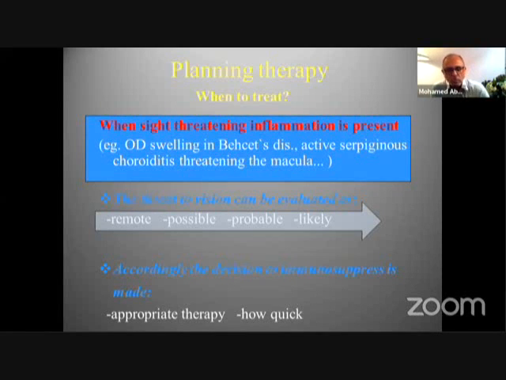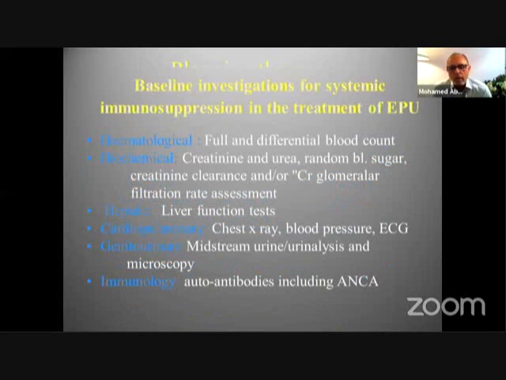Accordingly, in the decision to immunosuppress, you need to choose the appropriate therapy, and choose how quickly you want to achieve this immunosuppression. If there is a very quick need, you need to think of intravenous methylprednisolone, for instance. If there is no quick need, but there is a need, you can use less fast-acting drugs. So the next question, if you remember, is whether the patient's condition can tolerate this treatment.